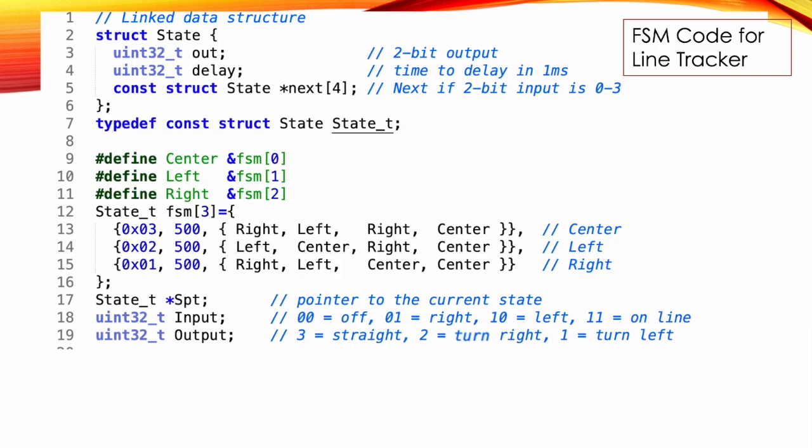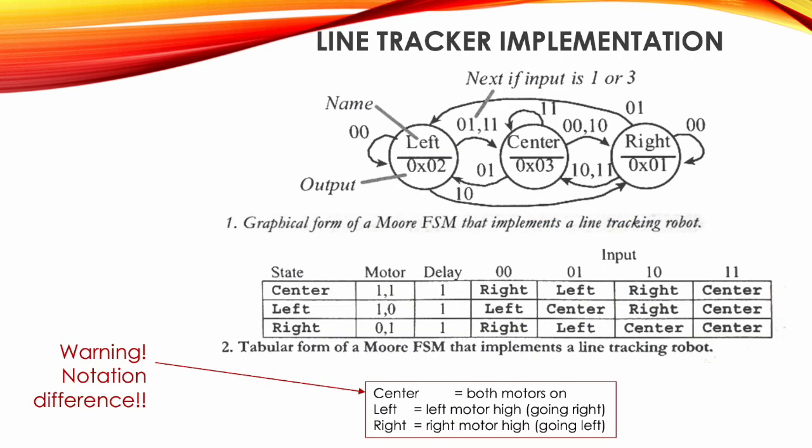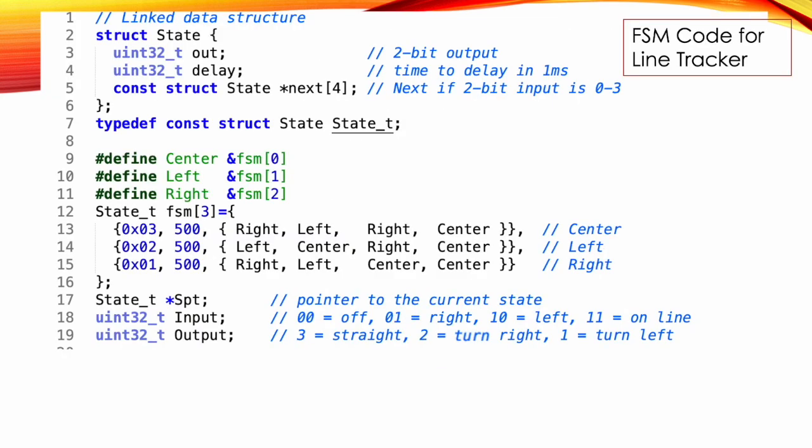So in other words, center would be 3. That's with both on. So let's look up there. You'll see both are on. We're going to set the delay to be 500 milliseconds or half a second. And you can see the different states that go along with this. And it totally depends on what the sensors are doing. And then we'll do the same thing for left. Remember, left is commanding the left wheel or turning right. Then we'll do the same thing for right, which commands the right wheel or turns left.